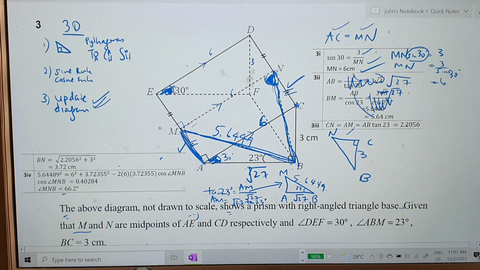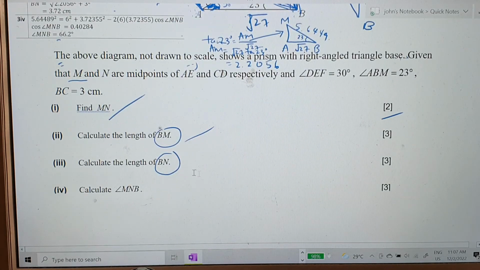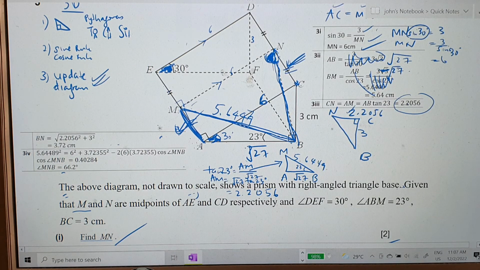Okay, I get 2 point something, oh yeah, I forgot the answer is here. It's actually 2.2056. Okay, so this is 2.2056, AM. But my AM is the same as CN. So this is 2.2056. Are you able to find what it is that they want us to find? BN already? BN is this one, right? Okay, so you can find it already using, it's here also, Pythagoras Theorem. After that you continue here.